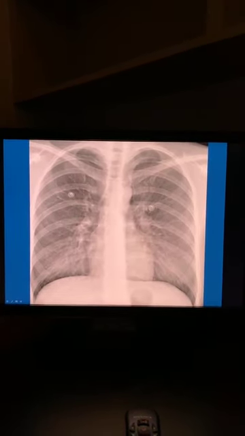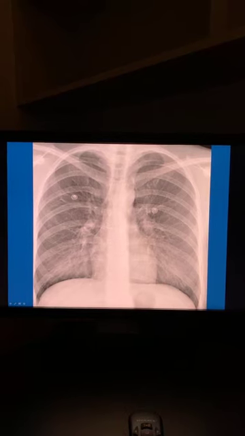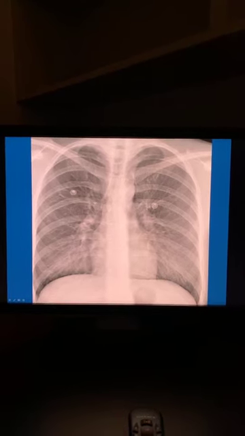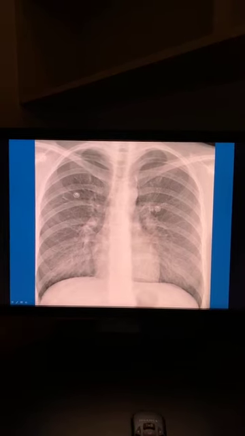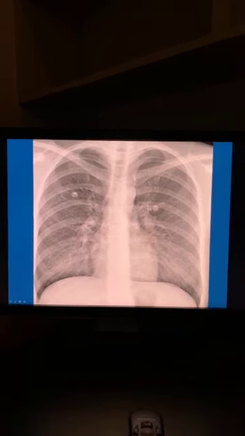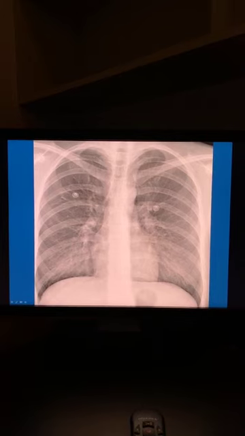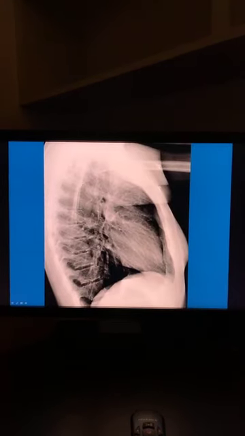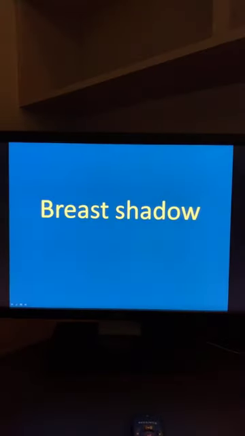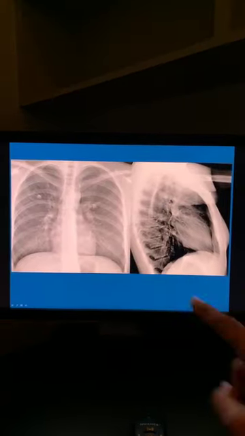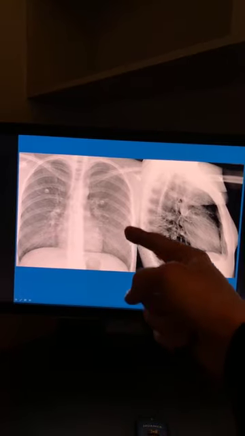What do you guys see? Shout it out. Let's do it. I'll give you 5 seconds. Let's get those thumbs typing. 3, 4, and 5. Here's a lateral view. Anything? Breast shadow. Did you guys notice, or did anybody start looking at this right here?